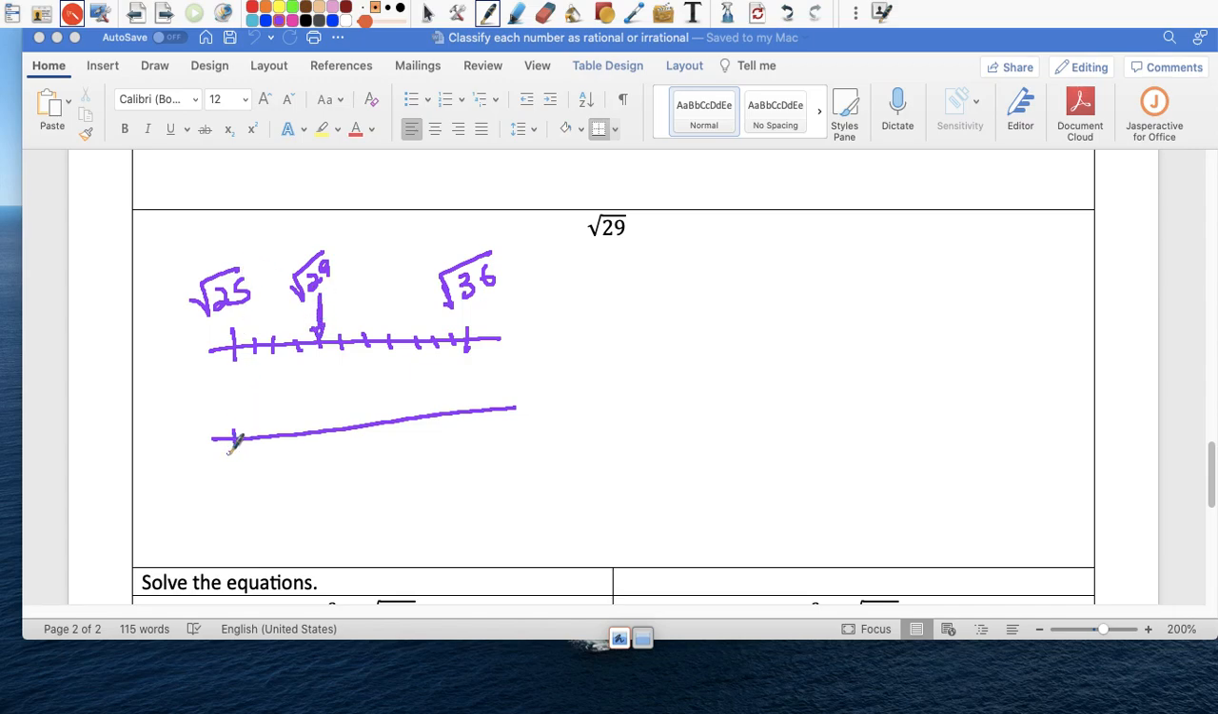Square root of 25 is 5. Square root of 36 is 6. So let's drop a line. So that looks like 5.3. I'm going to say 5.3. Right? So using this method, we get about 5.3. Let's do the other method.